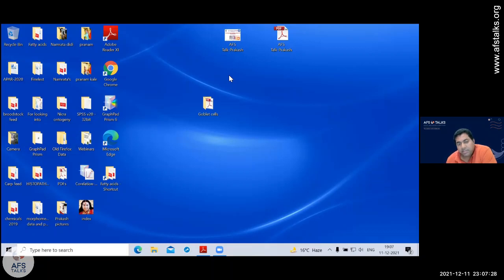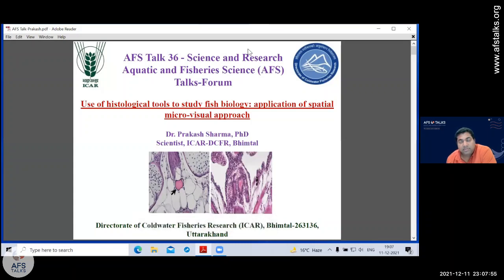After his PhD, he joined as an assistant director in the Directorate of Fisheries, Government of Sikkim, in 2013, and in 2014 he was in the KVK Sikkim, and then from 2015 onwards he is serving as a scientist in the ICAR Cold Water Fisheries Research Institute. He has 23 research papers and 5 books published, and he is well known in the Indian circle for his skills in fish histology.